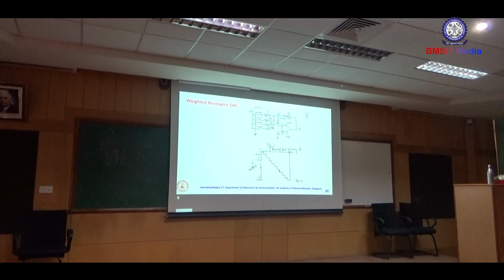That depends on the values of this K. RF is equal to 1K and this is 10K. Maximum output voltage is equal to 7.5.